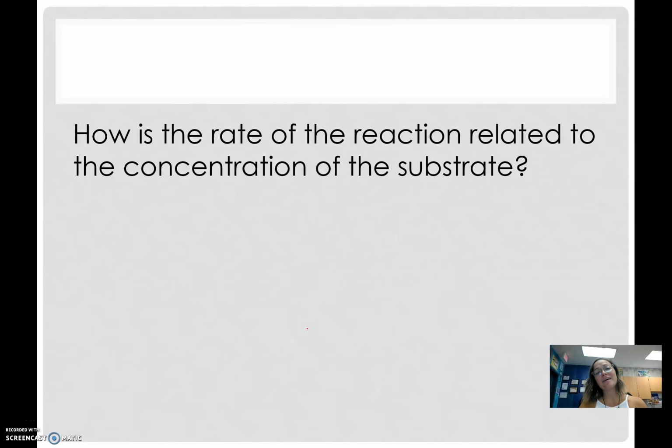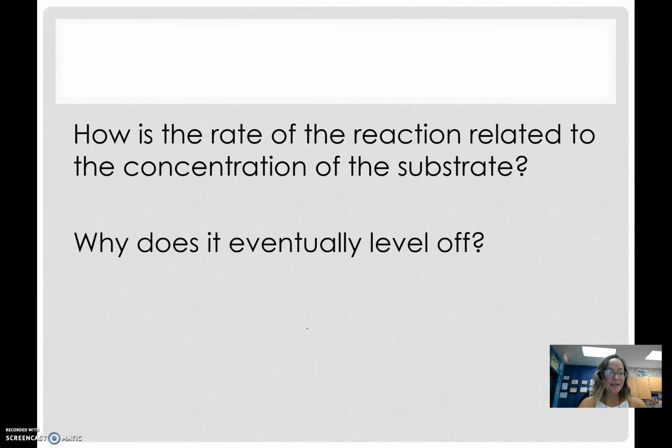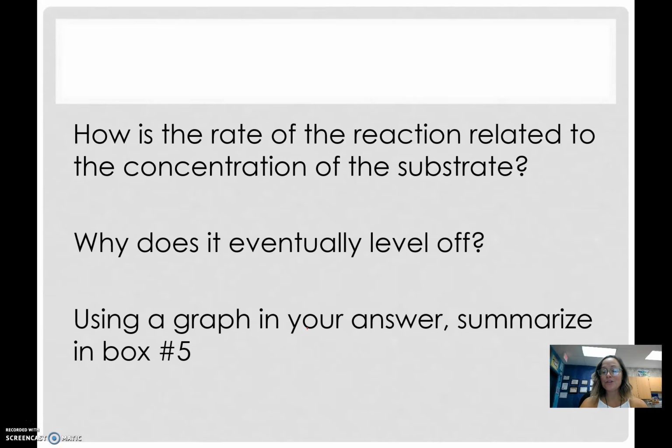So how is the rate of a reaction related to the concentration of the substrate? And why does it eventually level off? You can use a graph or words to summarize your answer in box number 5.